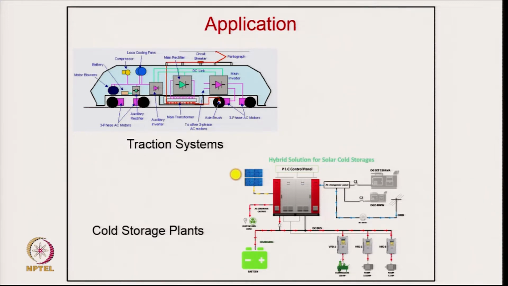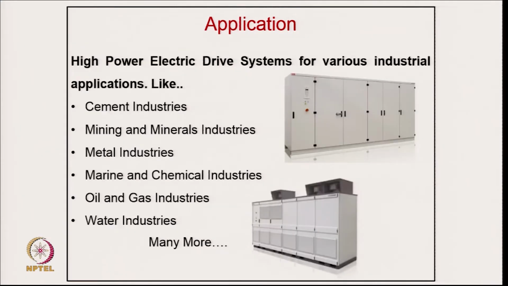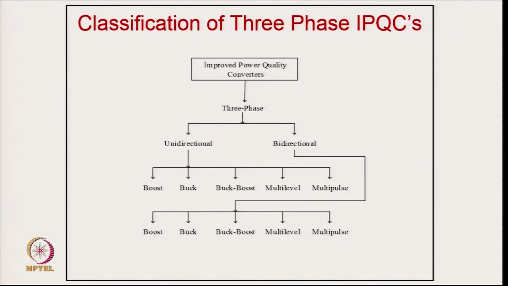And then the cold storage plant, where you are using a large number of variable speed drives as well as DC sets, typically in cold storage as well as energy storage, so that you should not have power quality problems on the AC grid. So, you are selecting the right improved power quality converter for these applications. High power electric drive systems for various applications use the medium voltage drive with power quality improvement, like in the cement industry, mining and minerals industry, metal industry, marine and chemical industry, oil and gas industry, and of course, the water industry and many more applications.